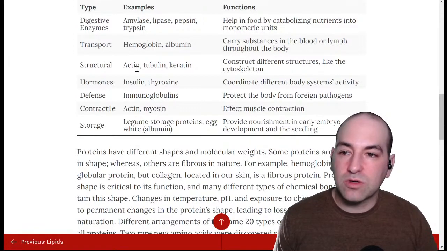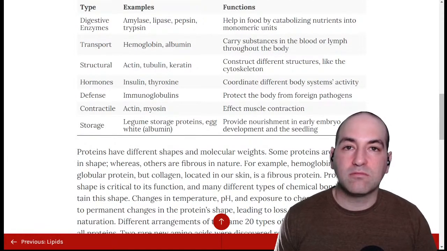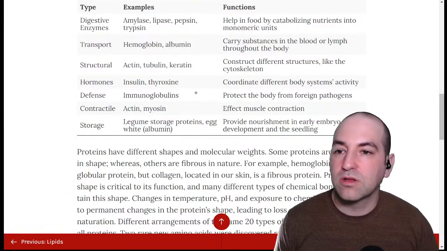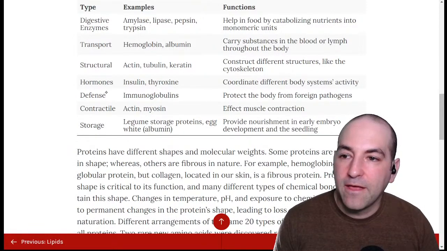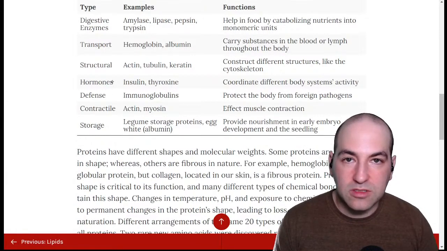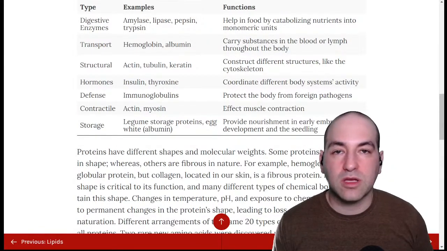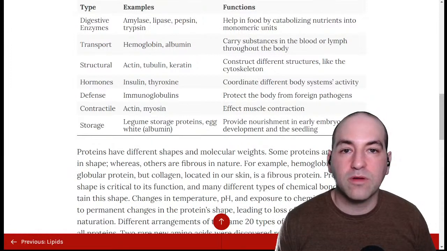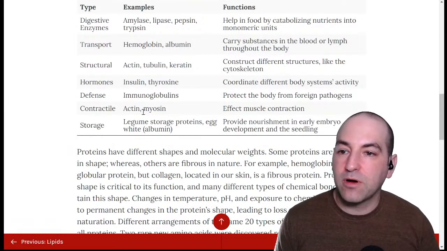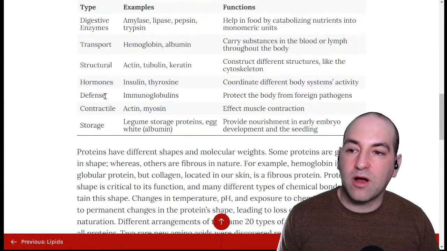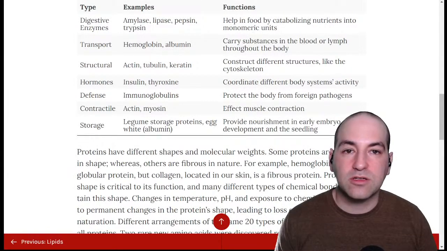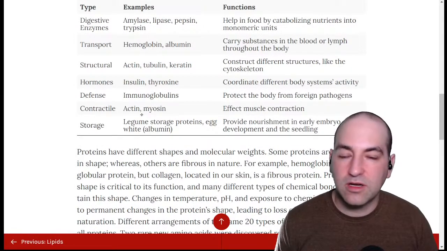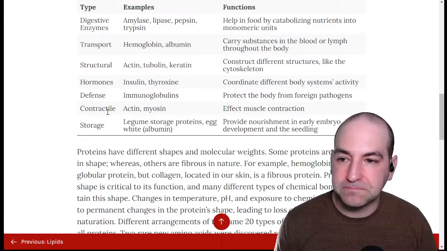They can be structural. So proteins that just give you structure, like keratin, which is what your fingernails are made out of. You can have hormones that are proteins. So some of the hormones are molecules like we saw that would fit more in the steroid or lipid category. But there are also protein-based hormones like insulin. They are involved in defense. Immunoglobulins are proteins that can try to destroy invaders, pathogens and stuff.